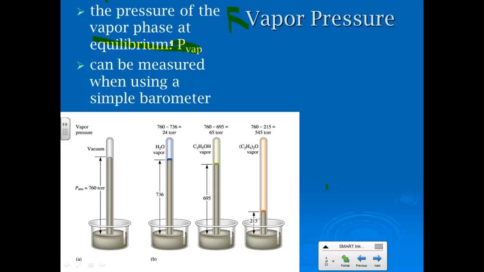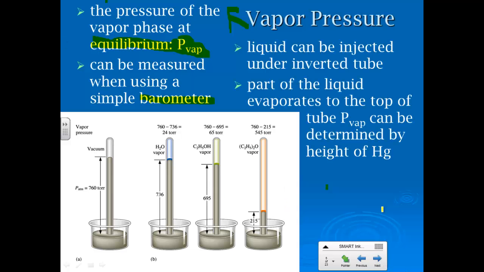Now with vapor pressure, the vapor pressure is defined as the pressure of the vapor phase at equilibrium. So that's where that comes from. We can measure this using a simple barometer. Again, how much the air is pushing down depends on how much everything is rising up into that tube or not. So liquid can be injected under an inverted tube, and part of the liquid will evaporate to the top of the tube, and this can be determined by the height of the mercury.